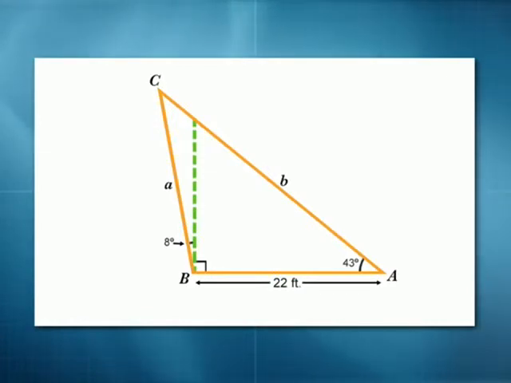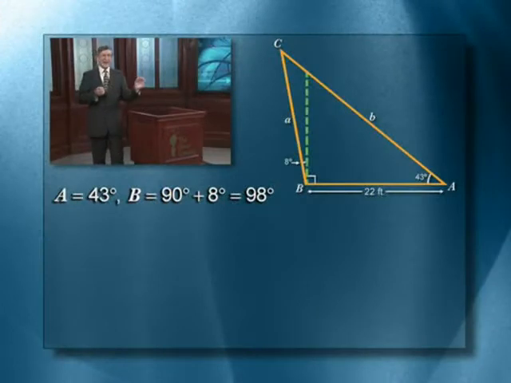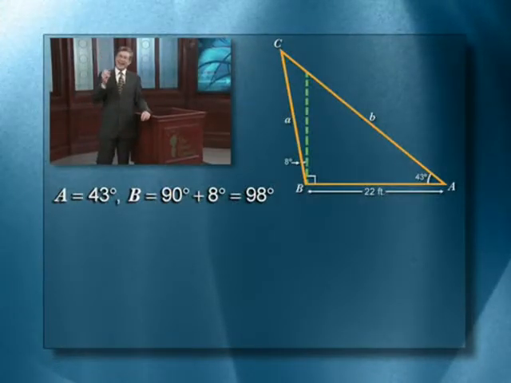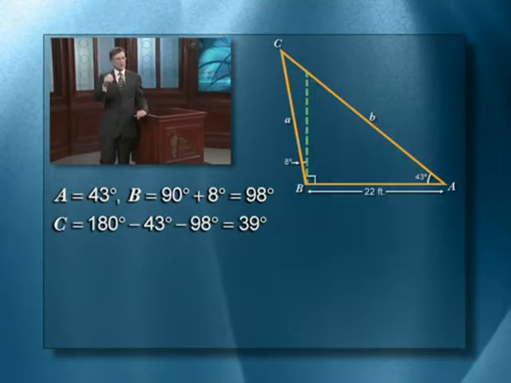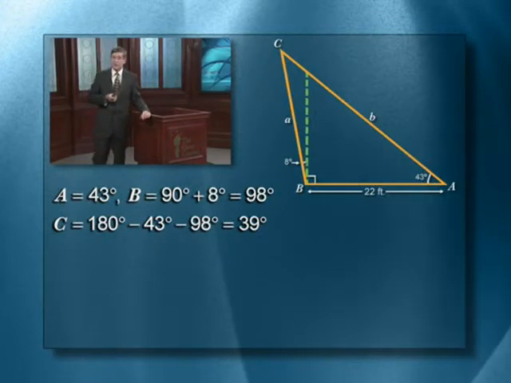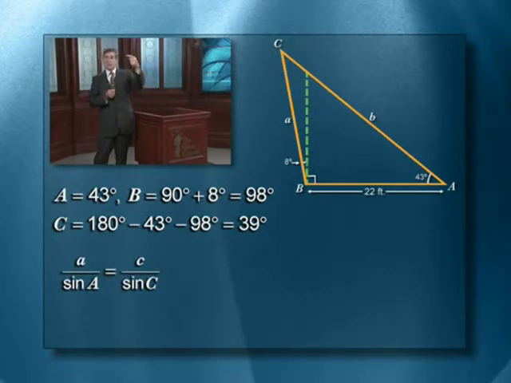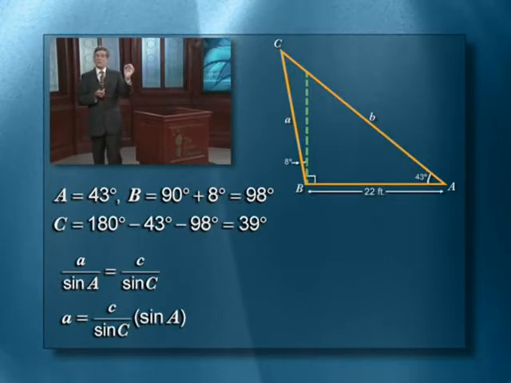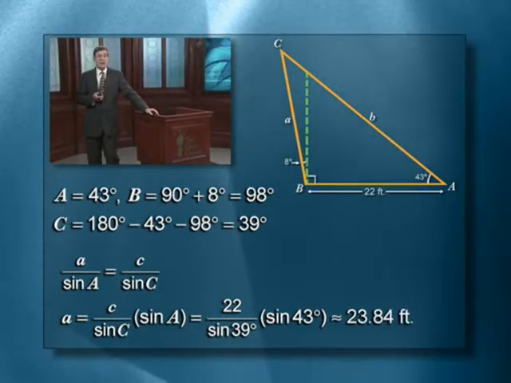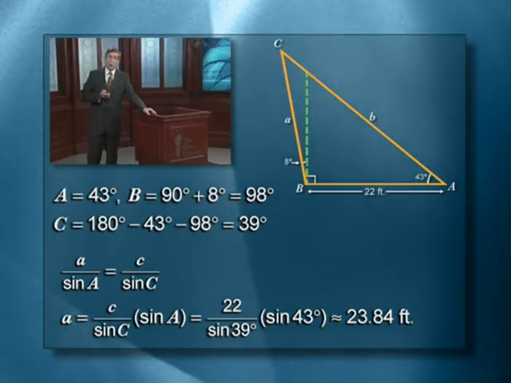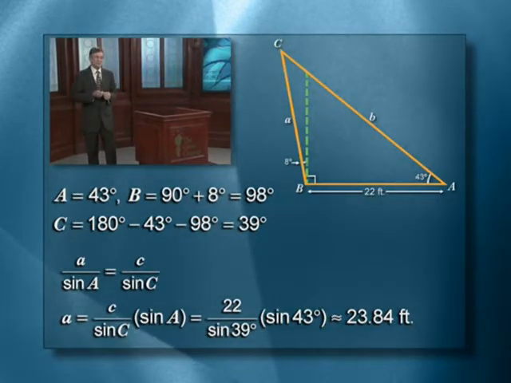So let's go ahead and do the arithmetic now to solve this problem. A is 43 degrees, B is 98 degrees, and of course now we know angle C, it's the difference, 180 minus 43 minus 98, or 39 degrees. And by the law of sines, a over sine A equals c over sine C. Solving for a, we have c over sine C times sine A, 22 over sine 39 times sine 43 comes out to be about 23.84 feet. That's how long the pole is, this slightly tilted pole.